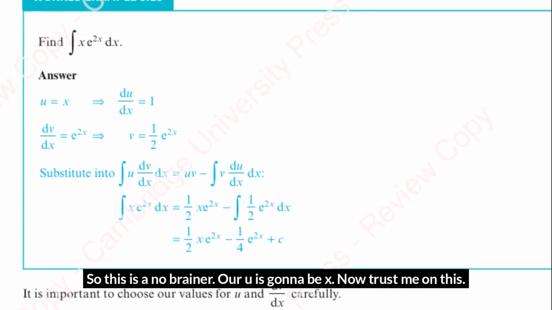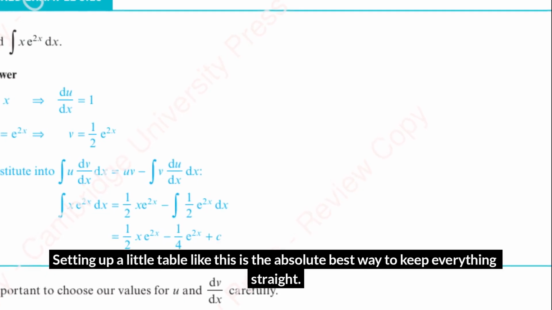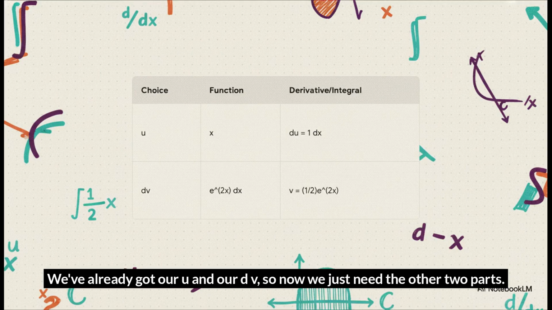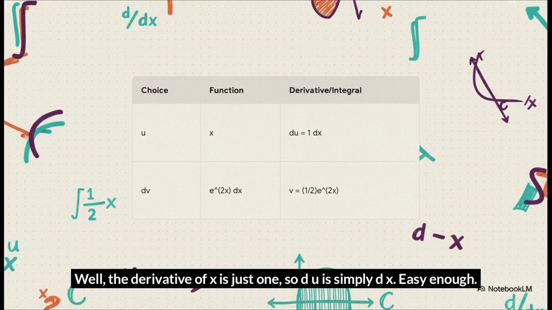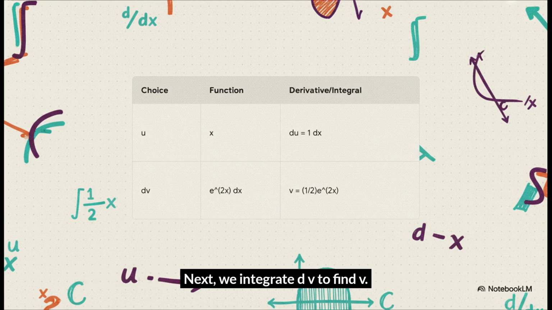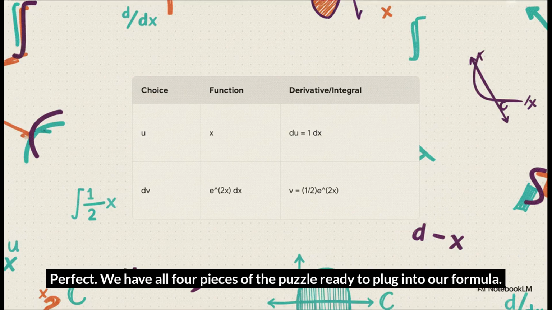Now, trust me on this. Setting up a little table like this is the absolute best way to keep everything straight. We've already got our u and our dv, so now we just need the other two parts. First, we differentiate u to get du. Well, the derivative of x is just 1, so du is simply dx. Easy enough. Next, we integrate dv to find v. The integral of e to the 2x is 1/2 e to the 2x. And just like that, perfect. We have all four pieces of the puzzle ready to plug into our formula.